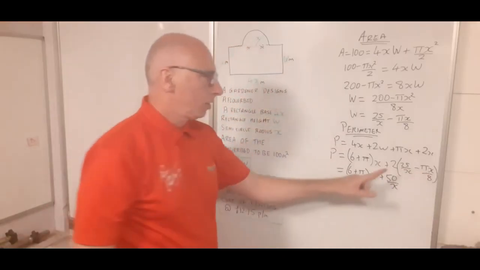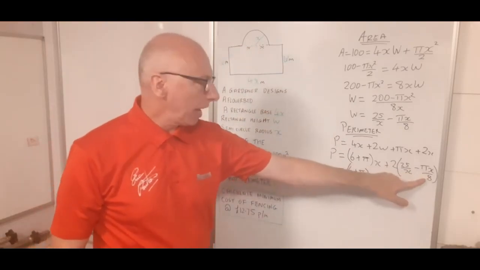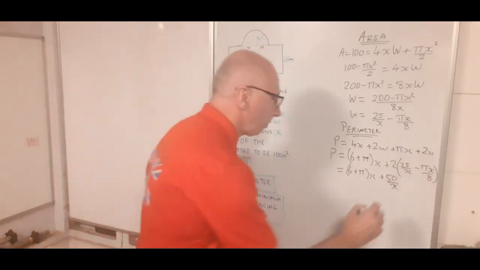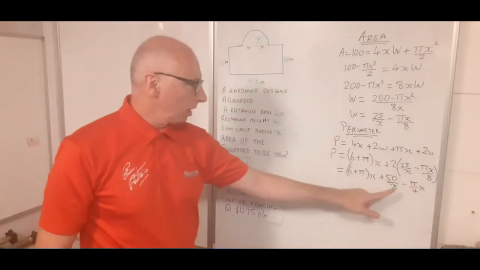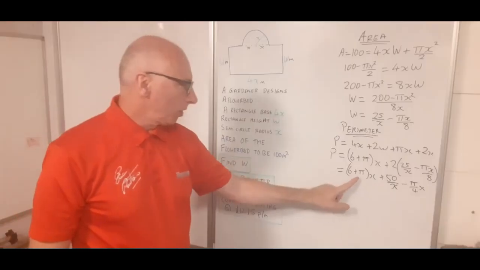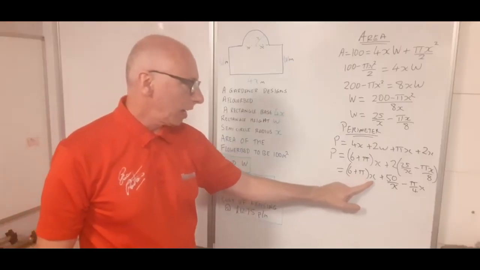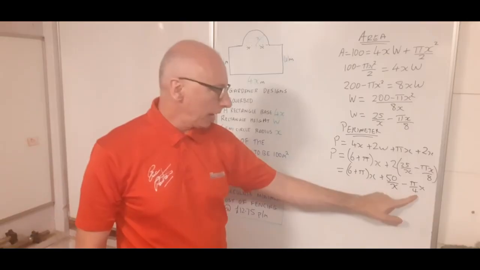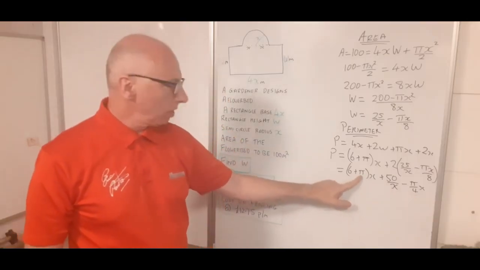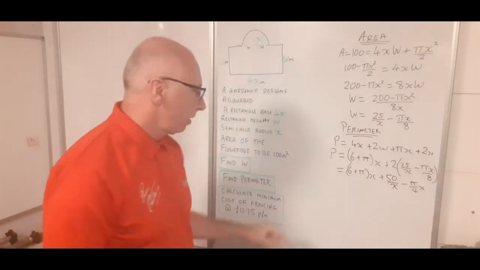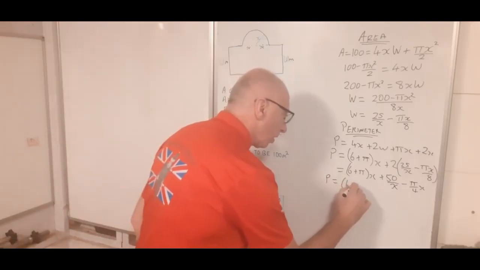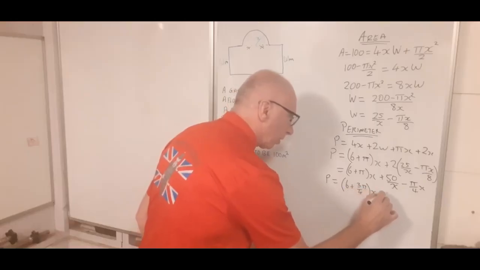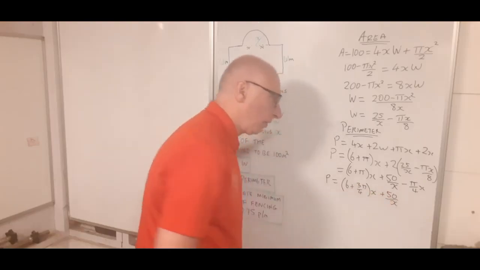And then here, 2 times that, well, that's just pi x over 4. So it's minus pi x over 4. I'm going to write that as minus pi over 4 x, because then that will fit in quite nicely here. So I've got 6 plus pi times x minus pi over 4 x. So that's literally just going to give me 3/4 of a pi. So let's write that. So now my perimeter equals 6 plus 3/4 of pi times x plus 50 over x.